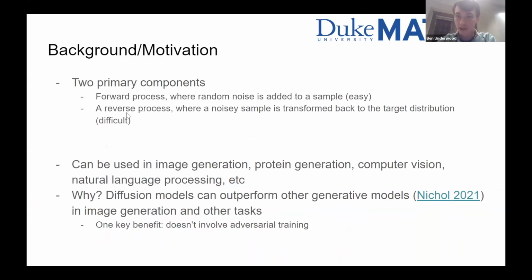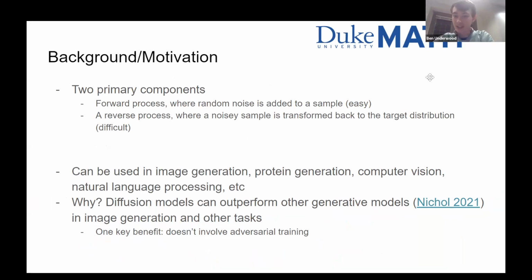So first, a diffusion model has a couple primary components. First is the forward process, where we take a sample and add random noise. This is often very easy, and it ends up at the end getting to be completely random noise. Then there's also the reverse process, where we can take a noisy sample and attempt to take it back continuously back in time to the target distribution. This is often quite difficult, and this is where the bulk of our presentation will be about.